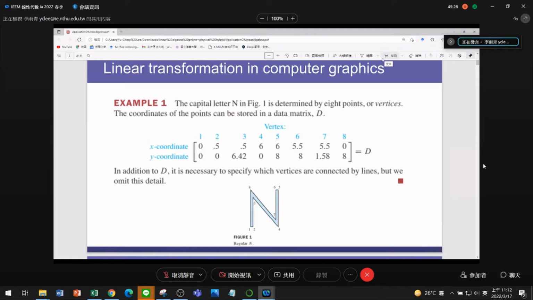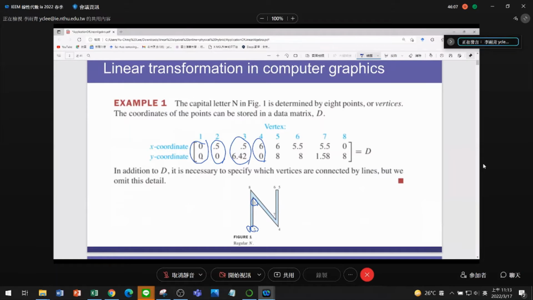using a giant matrix. So in this example, we have a letter N, capital N, and then this letter N has 8 points or 8 vertices. So we can express the coordinates 坐标 by the 8 columns of a matrix. So the first column corresponds to the first vertex, and then the second column corresponds to the second point. The third column corresponds to the third point.